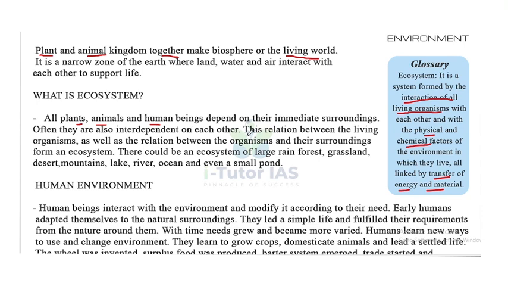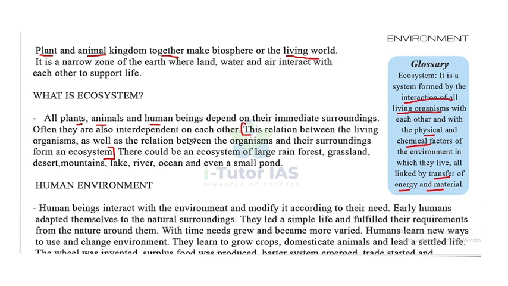Now, this relation between the living organisms, as well as the relation between the organisms and their surroundings, forms an ecosystem. So this is the definition of the ecosystem. The relation between the living organisms as well as between the organisms and their surroundings forms an ecosystem.